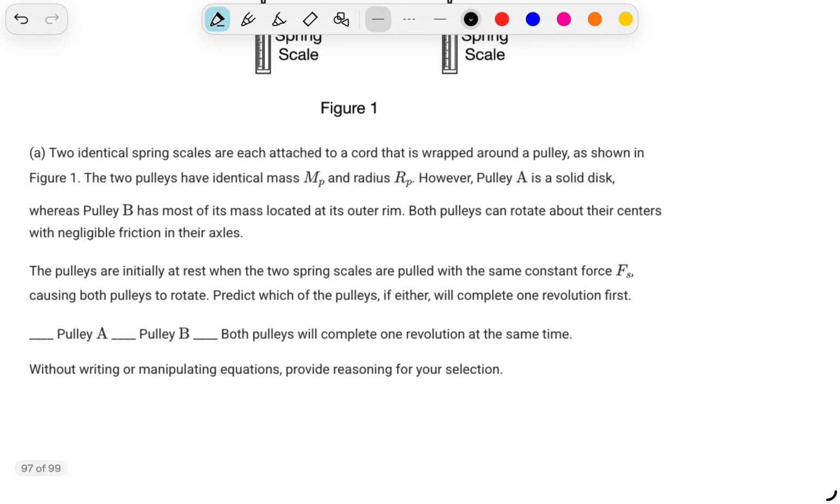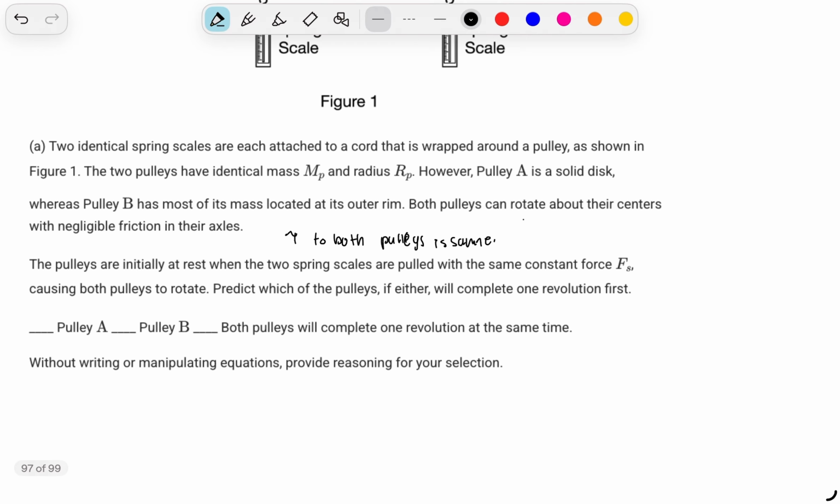The pulleys are initially at rest when the two spring scales are pulled with the same constant force Fs, causing both pulleys to rotate. Predict which of the pulleys, if either, will complete one full revolution first. So what we have is that the torque applied to both pulleys is the same.